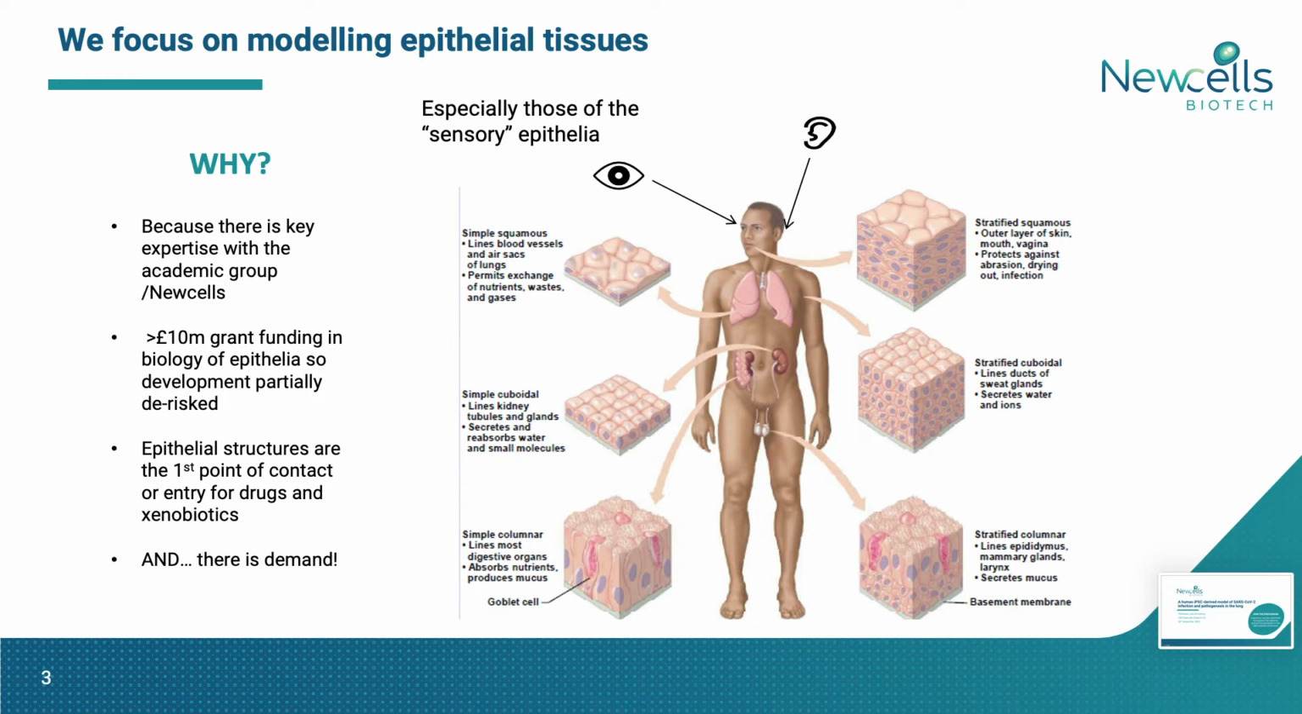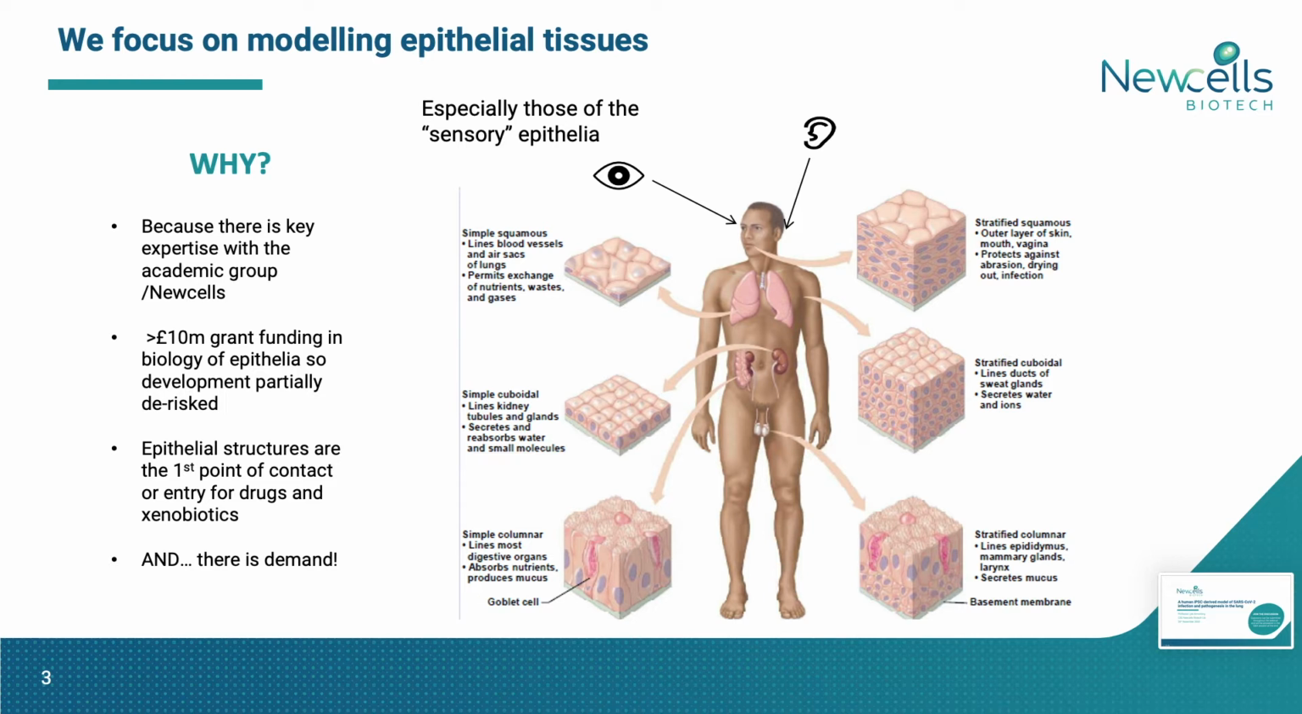Now, just a little bit of background about New Cells Biotech before we do that. Essentially, as Mike says, we were founded 5 years ago with the aim of producing 3D models of human tissues from induced pluripotent stem cells. Now, our particular focus is on modeling epithelial tissues. And the reason behind that is that there was significant or key expertise within my academic group, which fed into the founding of the company. And of course, we had substantial grant funding to allow us to develop those models in the first place.